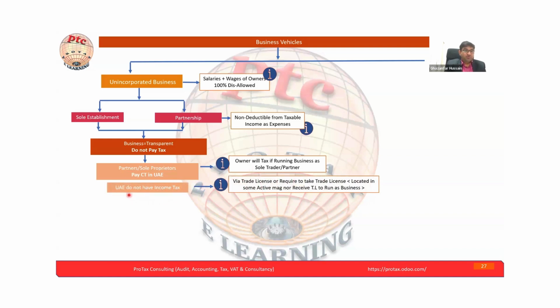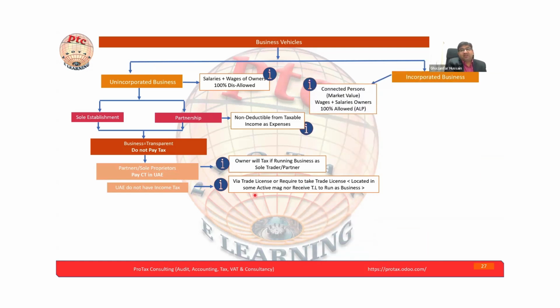As I mentioned earlier, in the UAE we do not have income tax, we have corporate tax. So an individual who is running a business via a trade license, required to take a trade license, engage in some activity, or run any business in the UAE, has to pay corporate tax on that. Even for activities that require a trade license, as in the previous example, we understand they are subject to corporate tax.